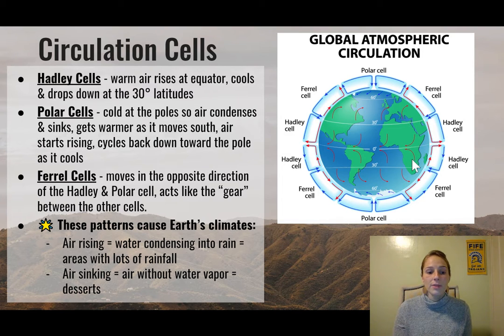Now, also think about the areas where air is going to be sinking. As I just talked about, this air is not going to have water vapor in it. It's going to be really dry. So this is going to lead to deserts. If you think here along the 30-degree latitude is going to be about North Africa, and we have deserts there. That's because this is an area where we have dry air coming down from these cells.